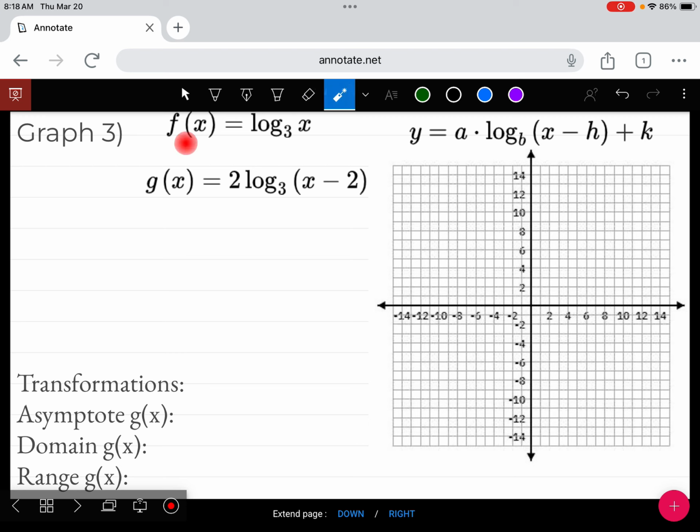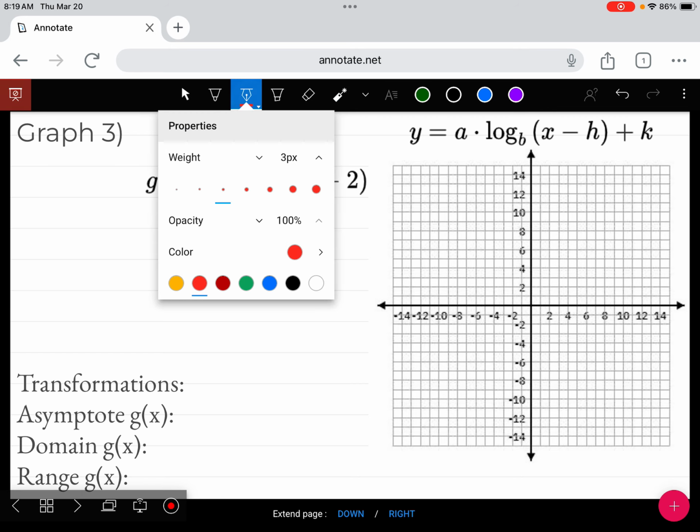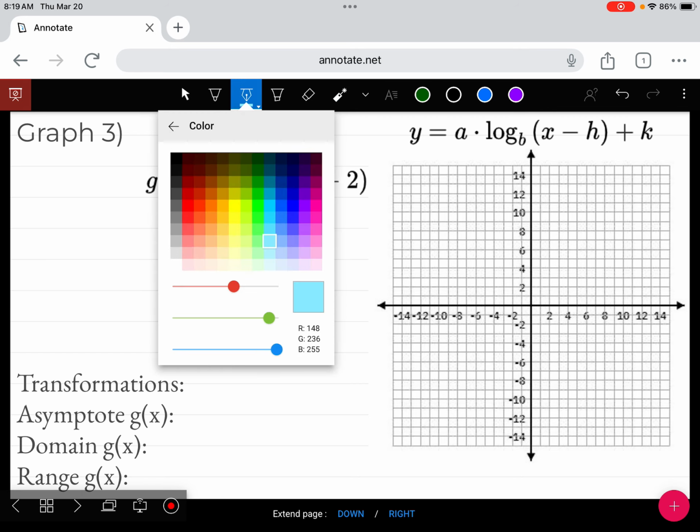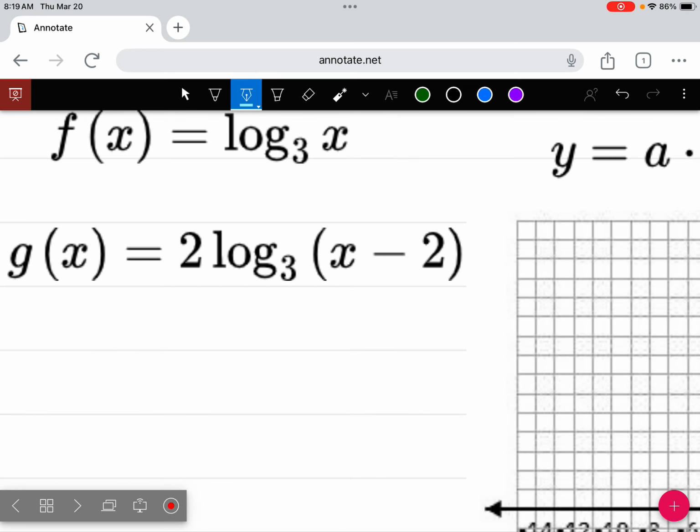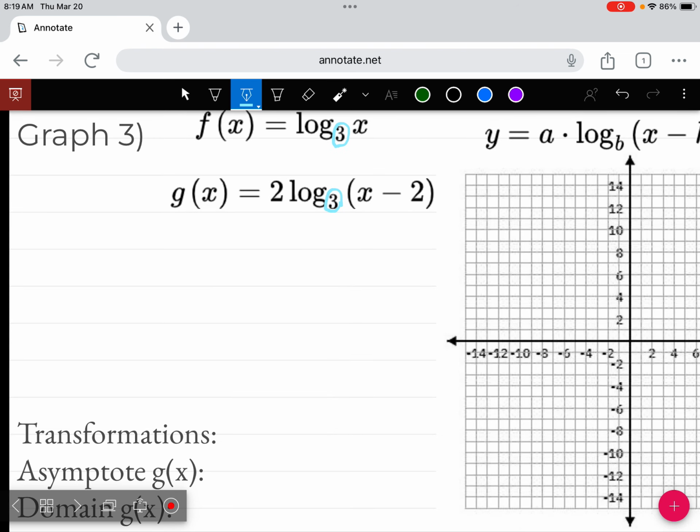So we are asked to graph f of x, which is log base 3 of x, and our g of x, which is 2 log base 3 of x minus 2. What I notice is that both of these, which they always will, have the same base of 3. We will never ask you to do different bases on the same graph. That's just cruel.